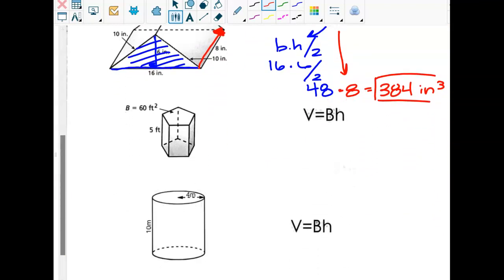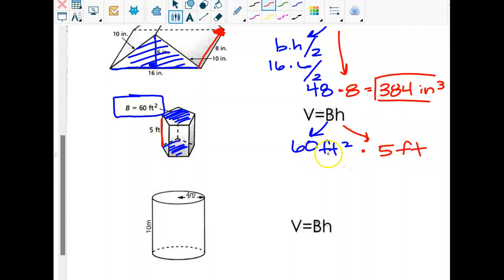Okay, for the next one, we don't know the formula for how to find the area of a, what is that, 1, 2, 5, a pentagon. So notice how they've given you capital B. They've given you the area of the base. So they're telling you this section has an area of 60. So you don't have to do any calculation to find the area of that base. You just have to take the area of the base that they've given you, which is 60 feet squared, and multiply that by the height of the entire prism, which is 5 feet. So 60 times 5 is going to give you 300. Feet squared times feet is going to give you your feet cubed.